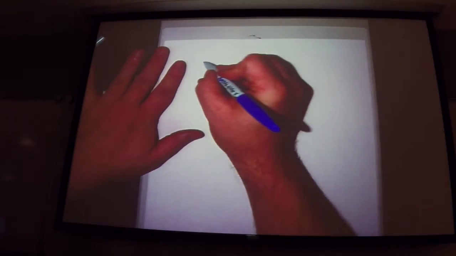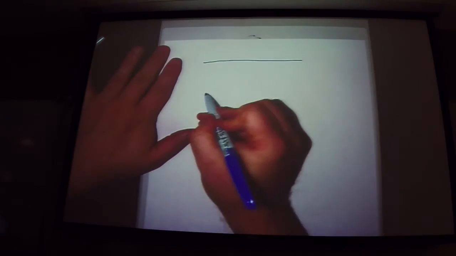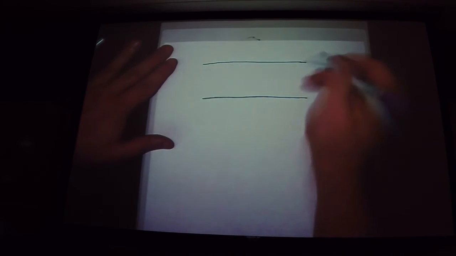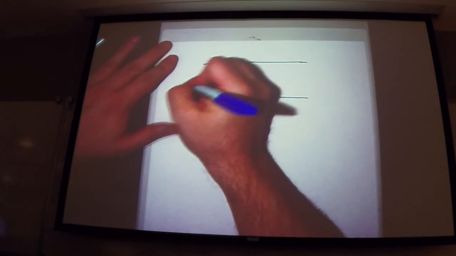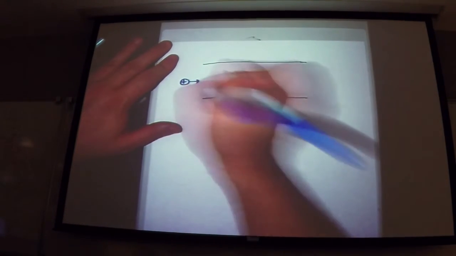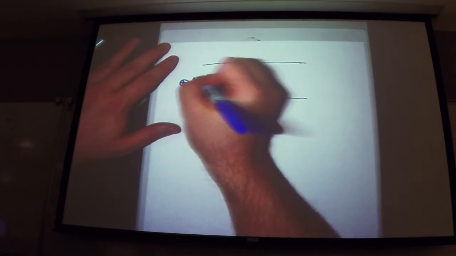Okay, now we're going to have a setup. So now we're going to have a charged particle moving, let's say with some velocity v, and charge q. I'm going to assume it's positive for simplicity's sake.